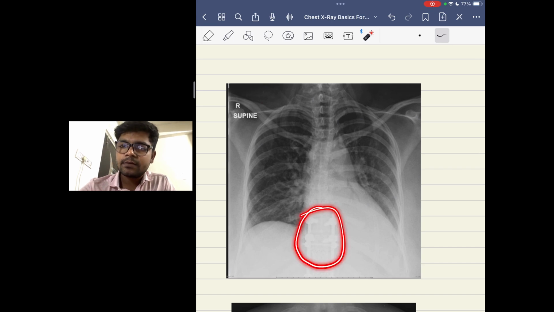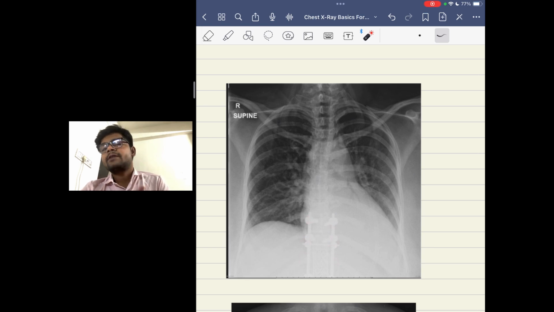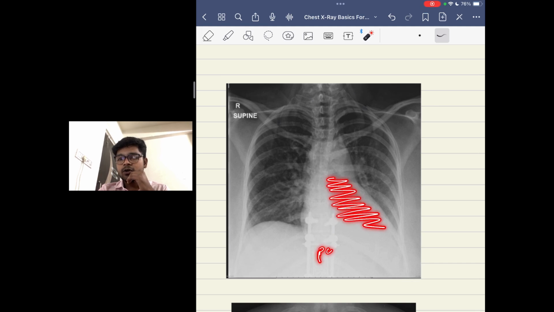See, this is an artifact. This is a prosthesis put in the thoracic spine, probably some fracture fixated, and this is a post-op patient. So what do you expect in a post-operative patient of orthopedics? Because the patient is lying on the bed, the posterior, I mean the lower lobes of the lung are not getting expanded properly, and basal atelectasis is a very common feature of post-op patients.